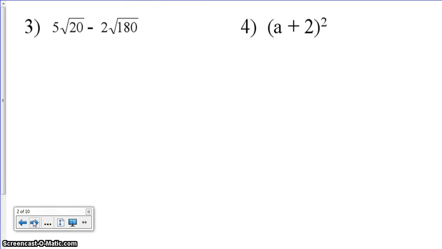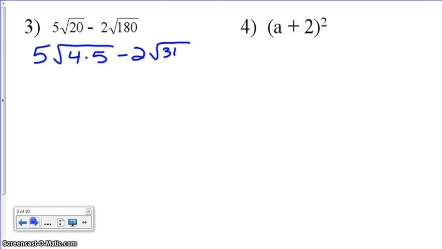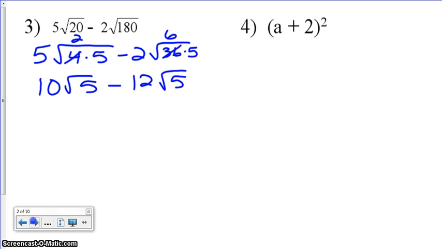Next one, number 3, we're going to simplify this. We have 5, 20 splits up into 4 times 5, 180 splits up into 36 times 5. So we start simplifying to get 10 square root of 5 minus 12 square root of 5, which also simplifies into negative 2 square root of 5.